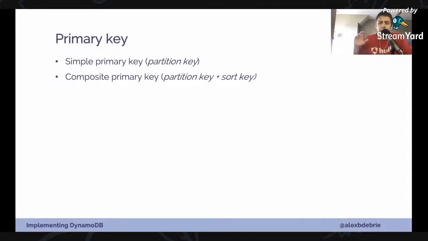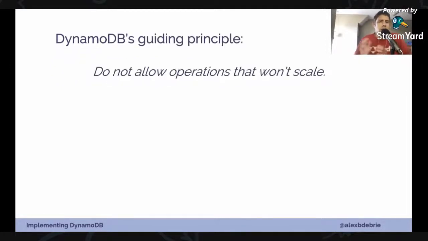Primary keys are going to be very important for your data modeling, and we're going to see a little bit more about that. But one thing I want to talk about before we talk more about data modeling and some unique parts about DynamoDB's data modeling, this is what I call DynamoDB's guiding principle, and the principle is do not allow operations that won't scale.